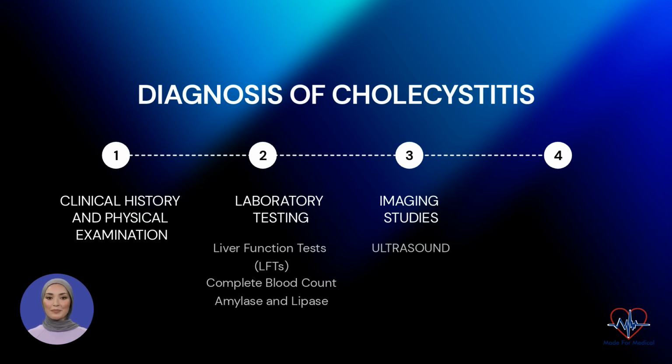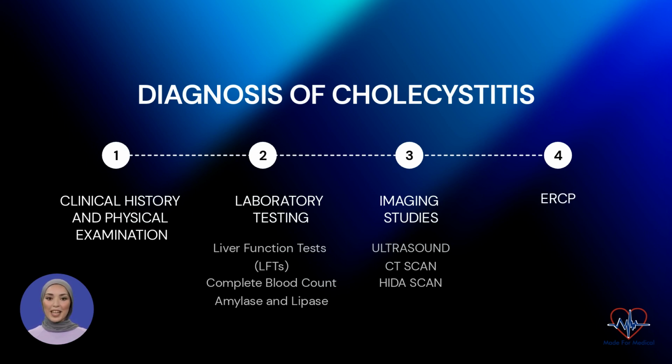dilated bile ducts. Computed tomography scan. A CT scan may be performed in cases where additional information is needed or when complications such as cholecystitis or pancreatitis are suspected. HIDA scan, cholescintigraphy. This test involves injecting a radioactive tracer that is taken up by the liver and excreted into the bile. It can assess the functioning of the gallbladder and the presence of obstruction or impaired bile flow.